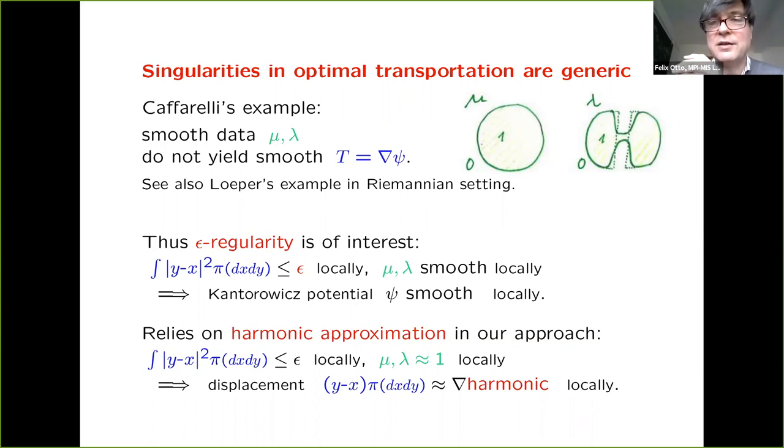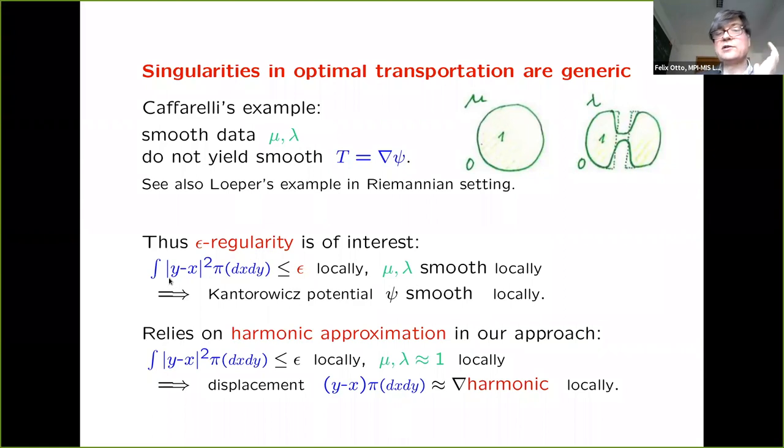But the point of Caffarelli is that even if you smooth this out by putting a little neck here and smoothing out the corners, this non-smoothness persists. And even if you move away from characteristic functions and you smooth out the density, that would still persist. And there are more subtle counterexamples in the Riemannian setting by Grégoire Lepin. So because of this basic fact that we cannot, under every circumstance, expect regularity, what is called epsilon regularity is of interest. The notion of epsilon regularity is something generic in regularity theory that's used in many, many instances. Essentially it means that if the right non-dimensional quantity is locally small, then you're in the smooth regime in the sense that smoothness of the data transfers to the smoothness of the solution.